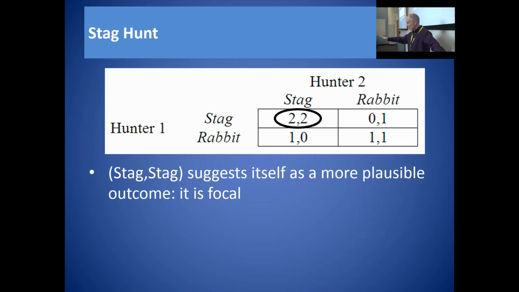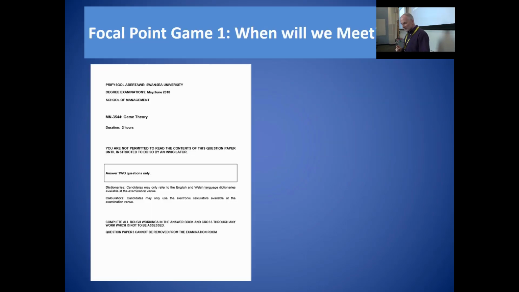I'm not going to ask anyone to come to the front, but I do want you to interact with me, okay? But it's all around this idea of focal points. Why are certain outcomes more likely? So, we'll start off. Here you go.